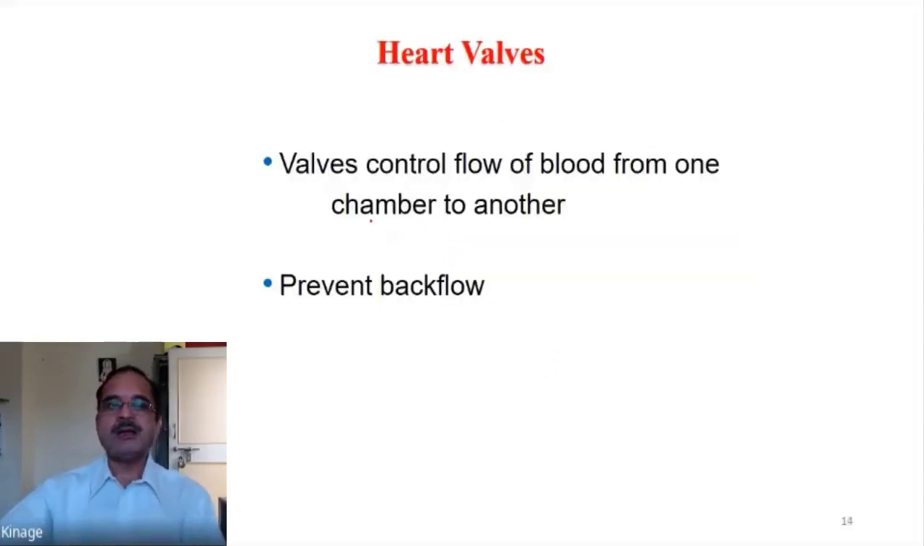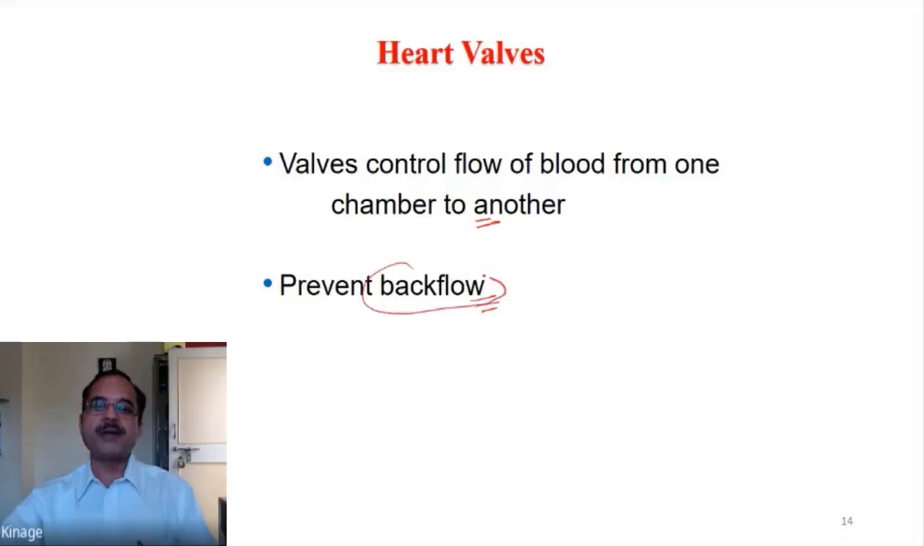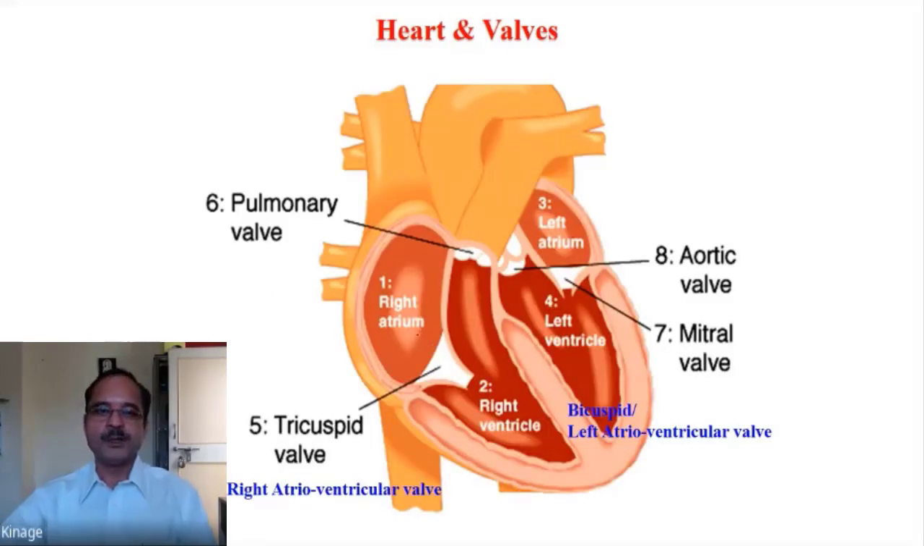Now inside our heart, as we have seen, it is a pump. There are four valves in the heart. These valves control flow of blood from one chamber to the other, and they also prevent backflow of the blood. Now we'll see exactly how this happens with the help of one diagram. There are two functionalities of the heart. They control flow of blood from one chamber to the other chamber, and they also prevent the backflow of the blood.